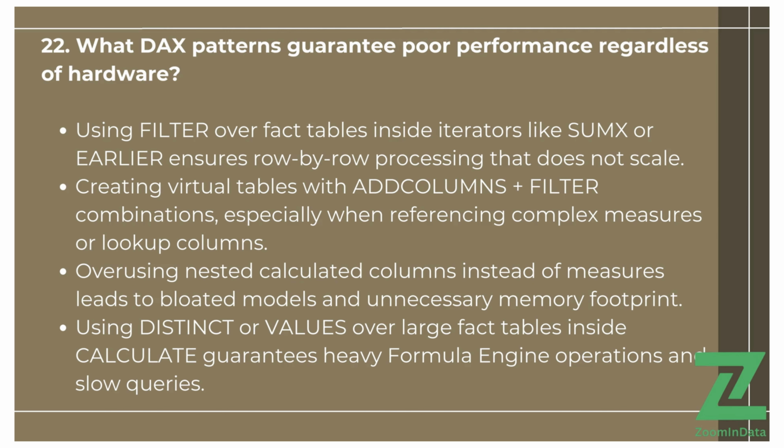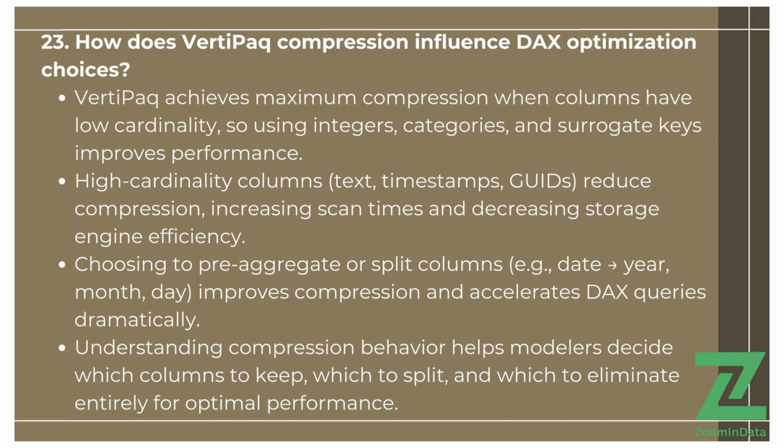23rd question. How does VertiPaq compression influence DAX optimization choices? VertiPaq achieves maximum compression when columns have low cardinality, so using integers, categories, and surrogate keys improves performance. High cardinality columns, such as text, timestamps, or GUIDs, reduce compression, increasing scan times and decreasing storage engine efficiency.